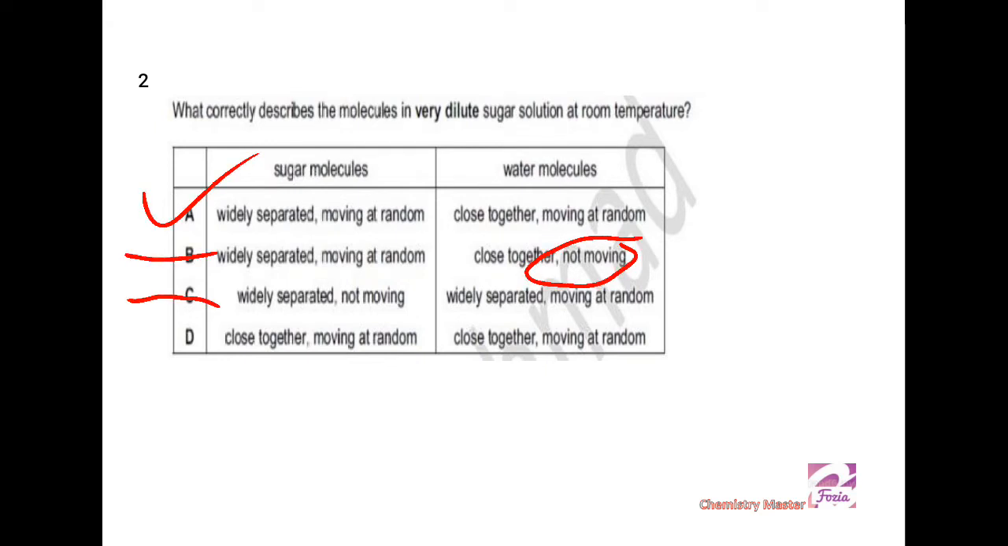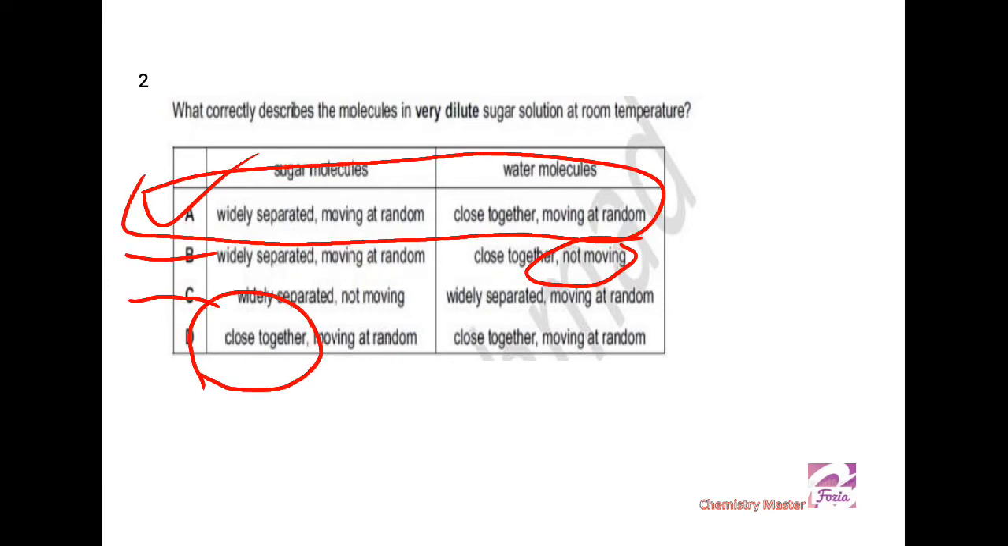For option D, close together, moving at random. If the solution is a dilute one, how can they come closer? They cannot become closer, because if the solution is concentrated, we can think of this option. So option A seems to be the correct one.